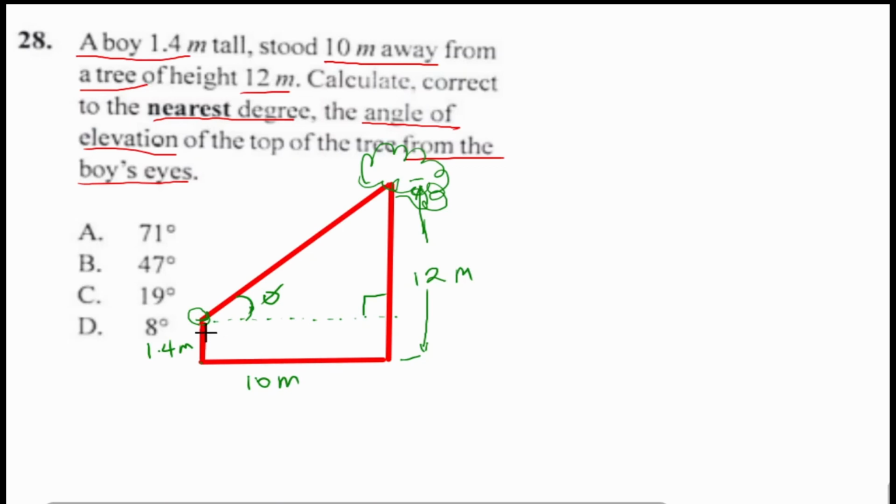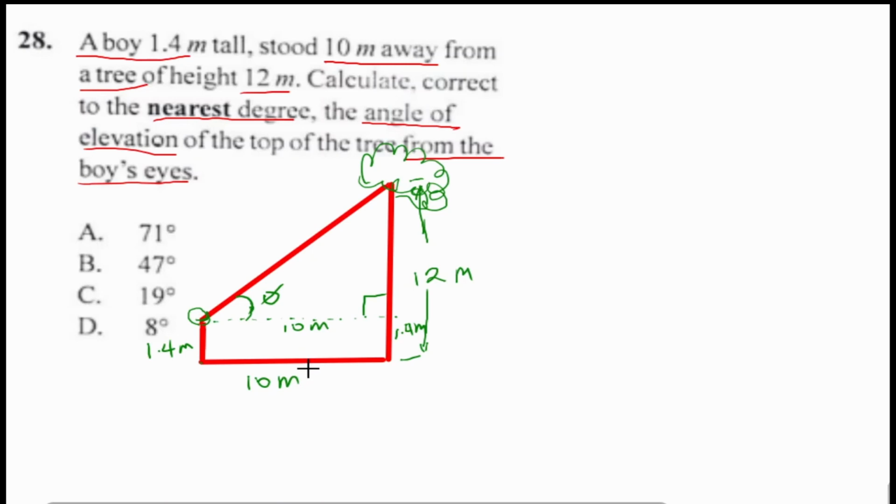And again, looking at the height of the boy and the ground, this forms a rectangle. And if it forms a rectangle, it means that this side and this side are equal. So this side will also be 10 meters. And this side will also be 1.4 meters. Because we have now formed a rectangle. So this side and this side will be equal. This side and this side will be equal.